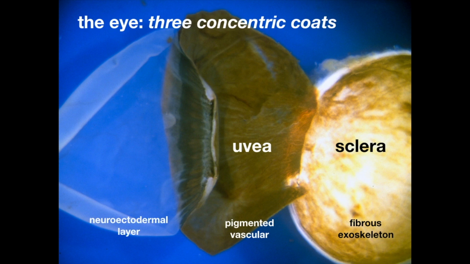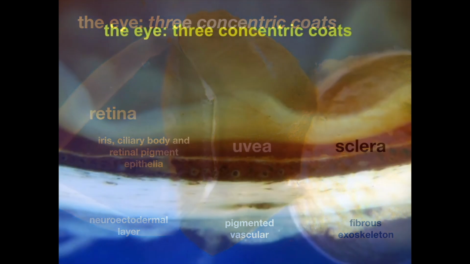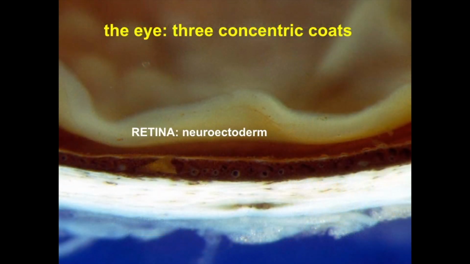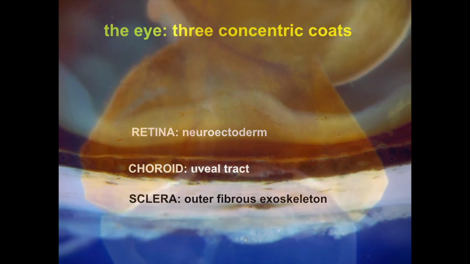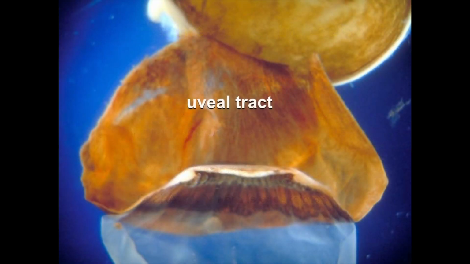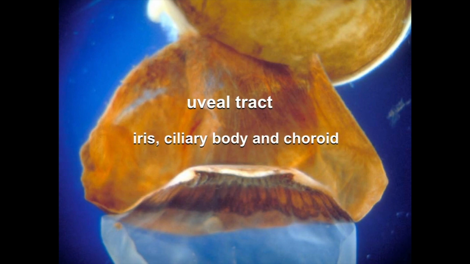The neuroectodermal derivatives that form the inner layer include the neurosensory retina and the iris, ciliary body, and retinal pigment epithelia. The 3 layers are seen in the posterior part of this sectioned globe. The uveal tract includes the iris, ciliary body, and choroid.